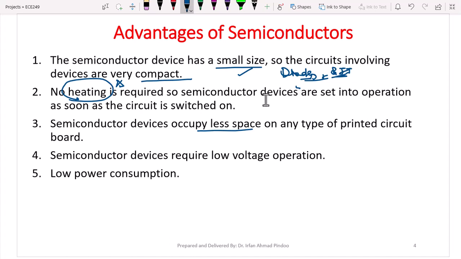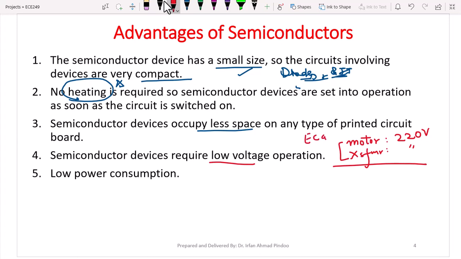Then semiconductors require low voltage operation. It means the voltage that is required to run semiconductor devices is very small. Like suppose we have a motor at our home, that motor needs around 220 volt, or if we have a transformer at our home, that transformer will also require 220, because these are electrical devices.